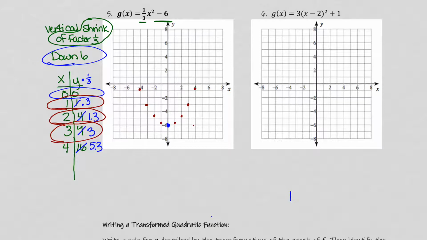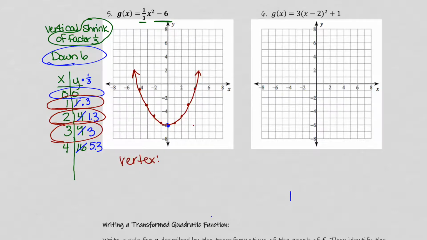And you can keep going. You could put 5 in for x. X squared is 25. Times it by 1/3 and get a point. But this is good enough. I know that my graph is right here. Got a little wider than that parent function. Okay? Then it wants that vertex.